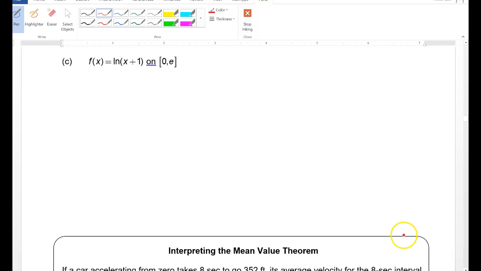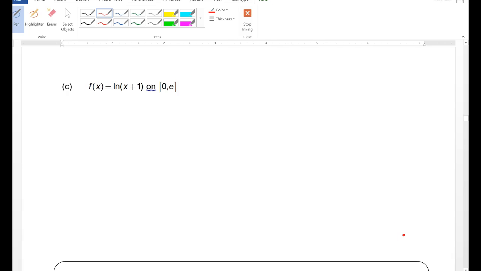Let's see. All right, so does the mean value theorem apply? Do you remember what this looks like? So ln goes like this. So is that continuous? We're looking from 0 to e, so about here. Is that continuous and differentiable? Just on the blue section here. Yes.